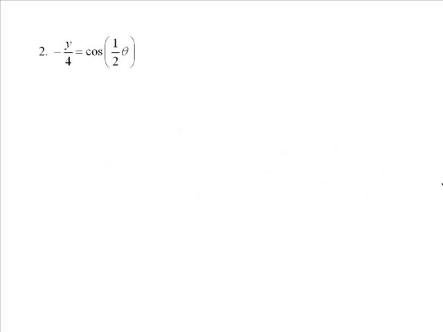Here's another one. Negative y over 4 is equal to cos 1/2 theta. And if you're going to graph this on your calculator, or if you're going to make your observations, most people prefer to isolate the y. So you do so by multiplying by negative 4. So y is equal to negative 4 cos 1/2 theta. So let's make our descriptions of this, and then I will once again graph it.